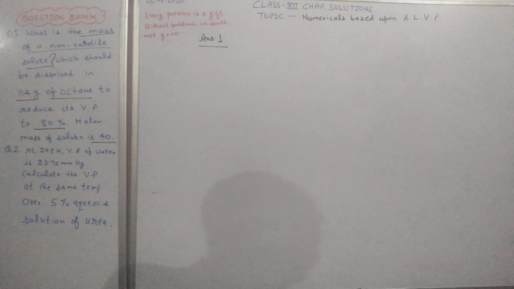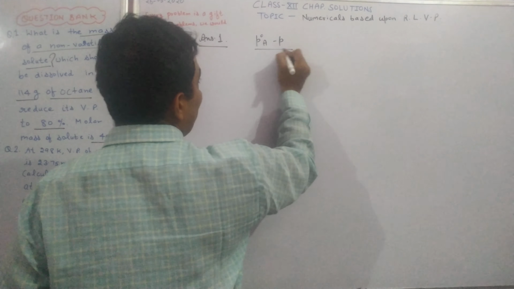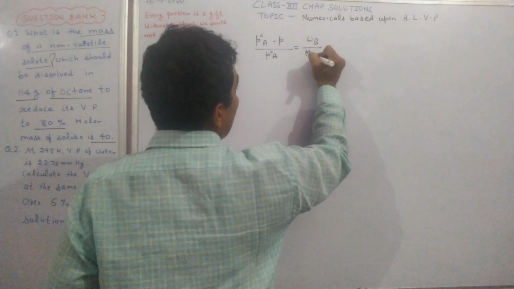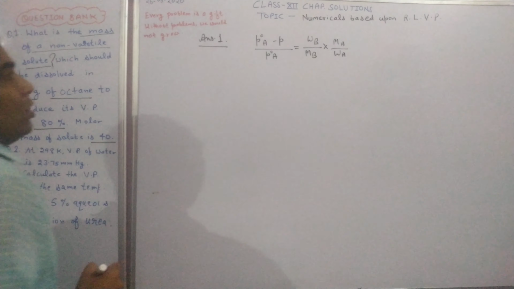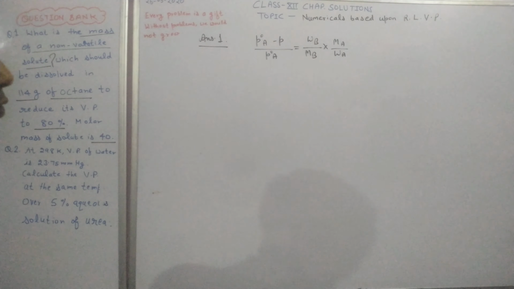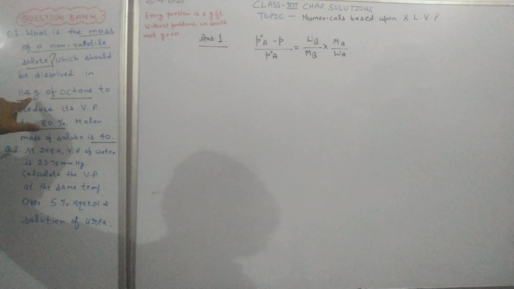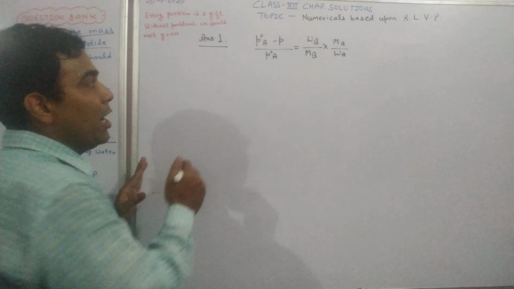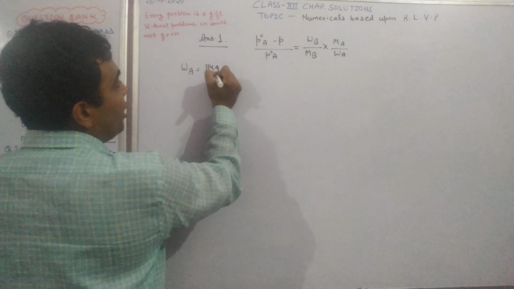First of all, we will write the equation for relative lowering in vapor pressure, and it is P naught A minus P divided by P naught A is equal to WB by MB into MA by WA. Let us think about what we have as our data. We have data given as 114 gram of octane. It means octane, we know, is our solvent, so weight of solvent is 114 gram.